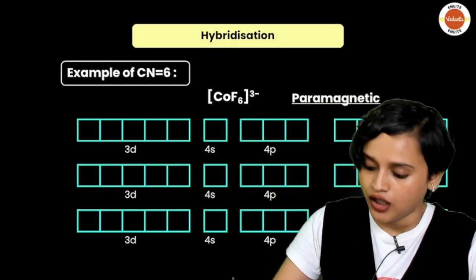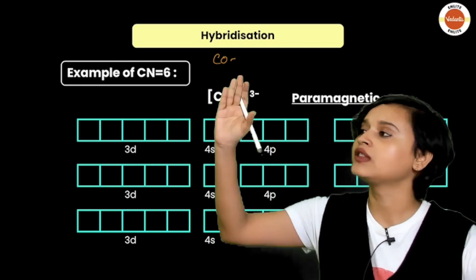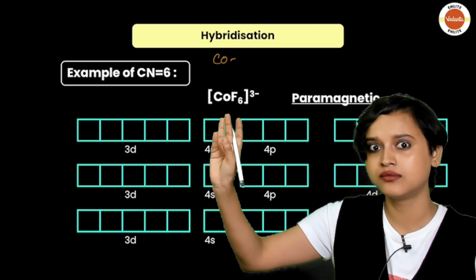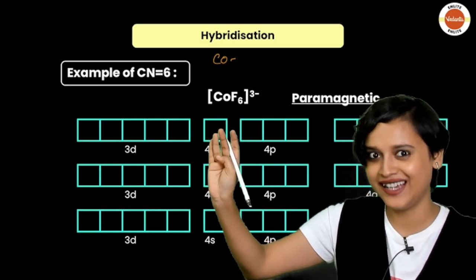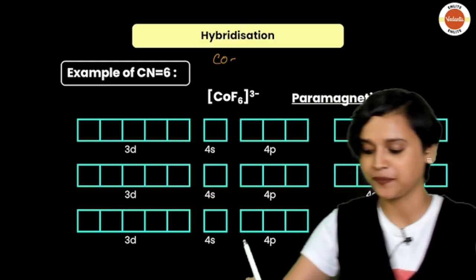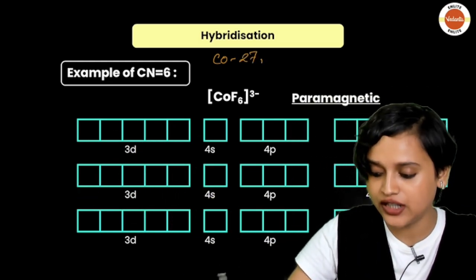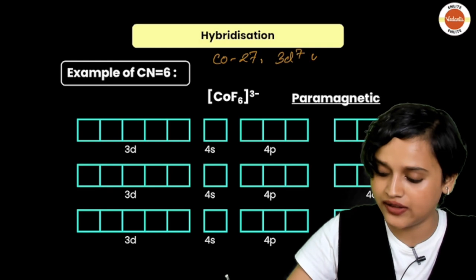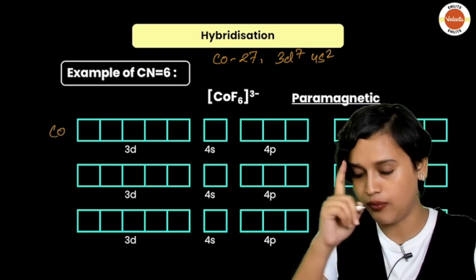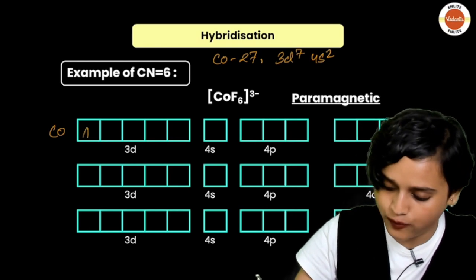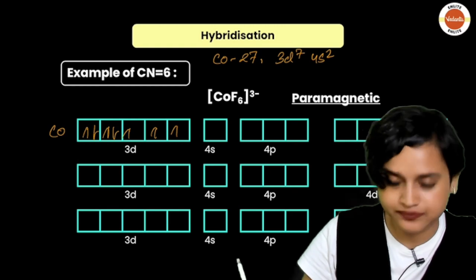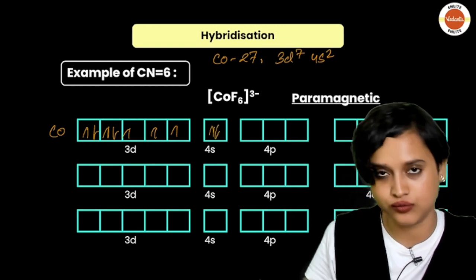As I was telling you, cobalt, let's count again. Scandium, titanium, vanadium, chromium, manganese, iron, cobalt, nickel, copper, zinc. Cobalt is 27, that means 3d7, 4s2. So cobalt in its normal state will have 1, 2, 3, 4, 5, 6, 7, and then 4s2. Right? Okay.